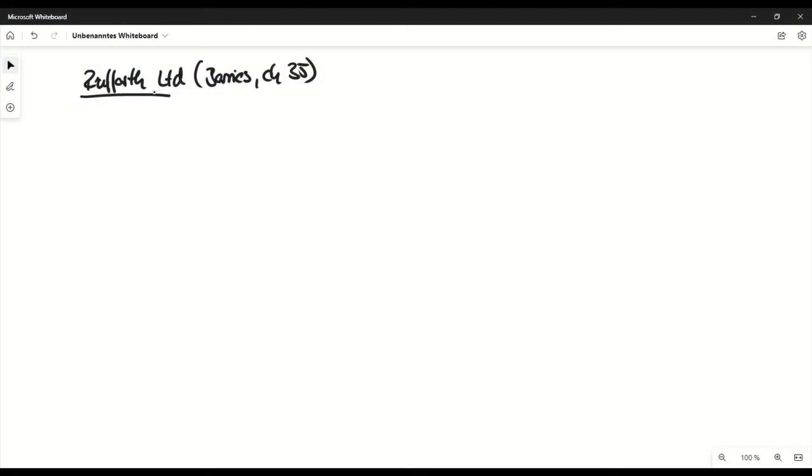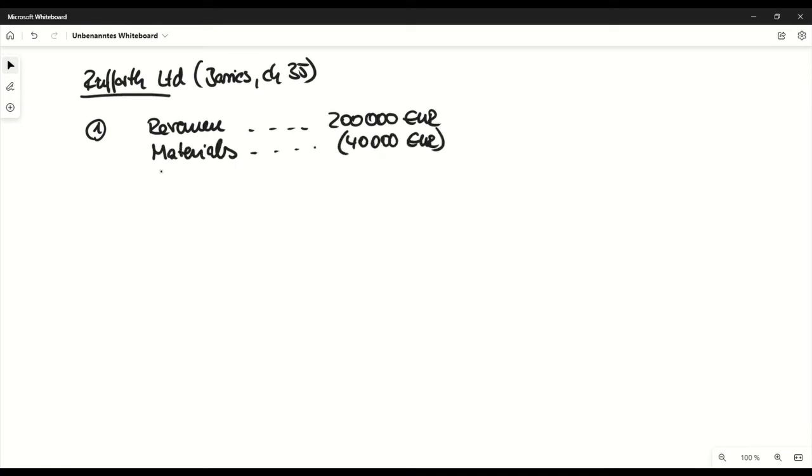I want to explain a capital gain for the company RUFFORTH Limited. The company earns three kinds of income. At first, there is income from operations. It records a revenue, which is 200,000. Material expenses are 40,000. Administration is 35,000.